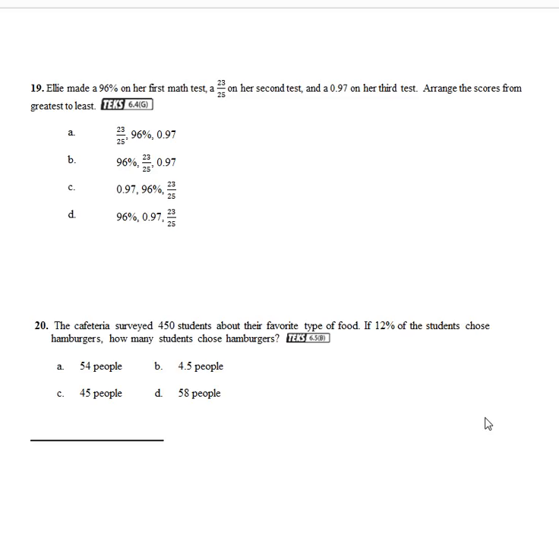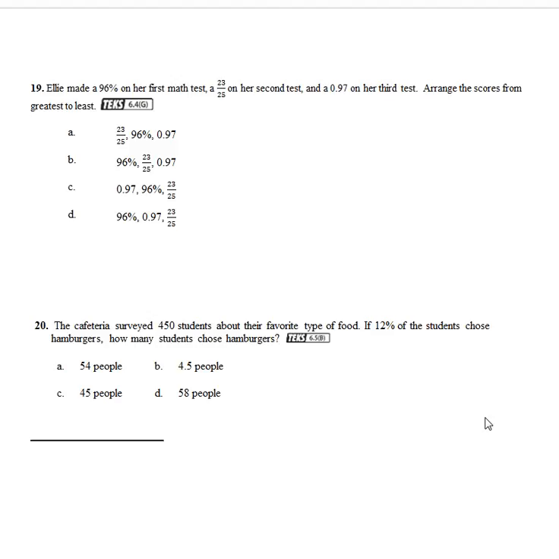Number 19. Ellie made a 96% on her first math test, a 23 over 25 on her second test, and a 0.97 on her third test. Arrange the scores from greatest to least. A, 23 over 25, 96%, 0.97. B, 96%, 23 over 25, 0.97. C, 0.97, 96%, 23 over 25. D, 96%, 0.97, 23 over 25.